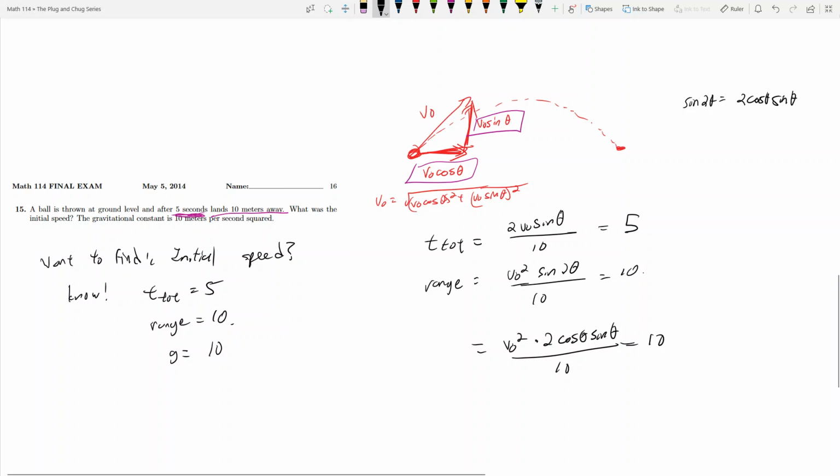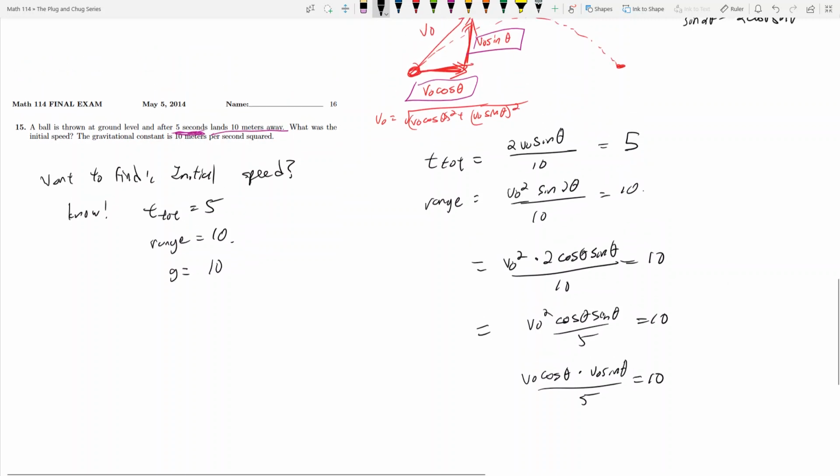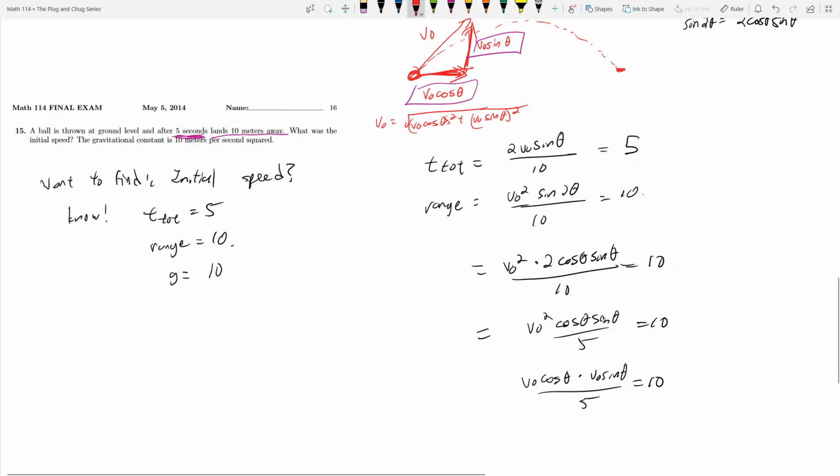And what's more, let's actually simplify this now. This is really v naught squared cos theta sine theta over 5 is equal to 10, by dividing the 2. And since this is a v naught squared, I can have a v naught cosine theta times a v naught sine theta over 5 is equal to 10, because v naught times v naught gets me this v naught squared, and then here's the cosine and there's the sine. So this is how we introduce a v naught cosine theta into the equation, okay?